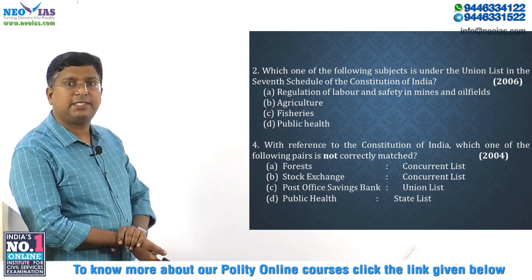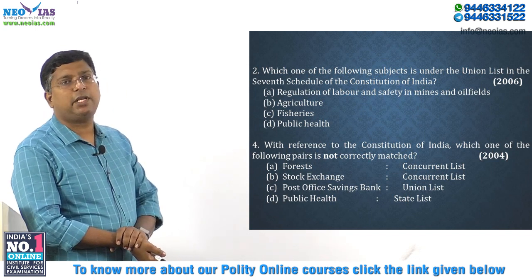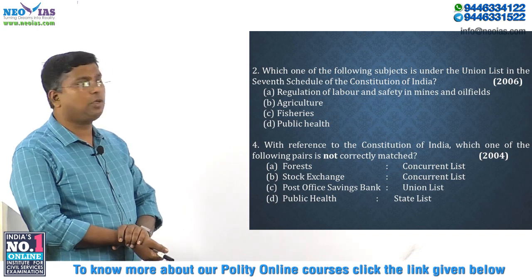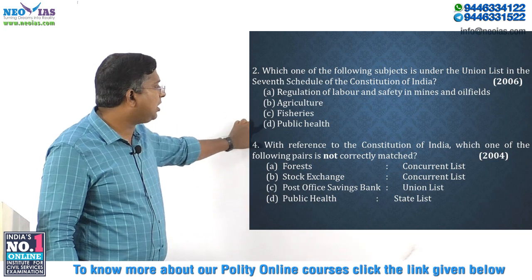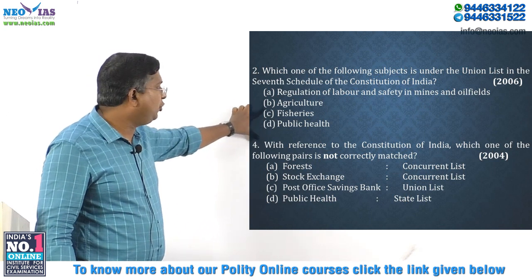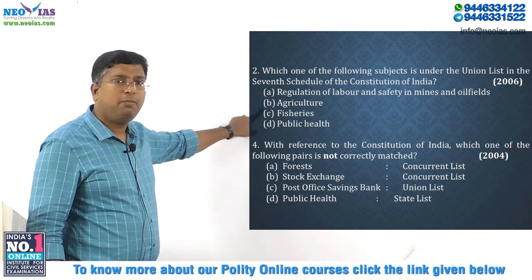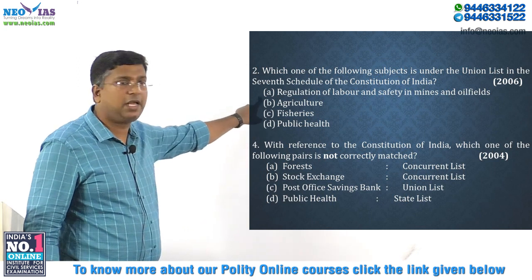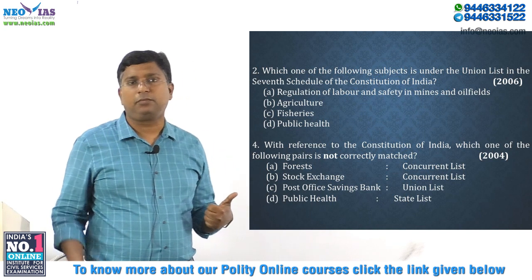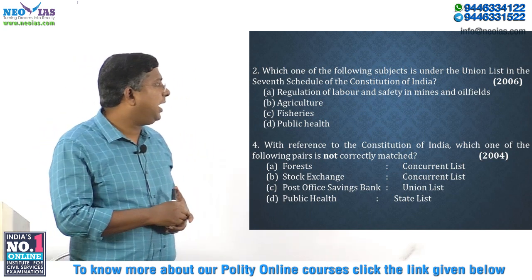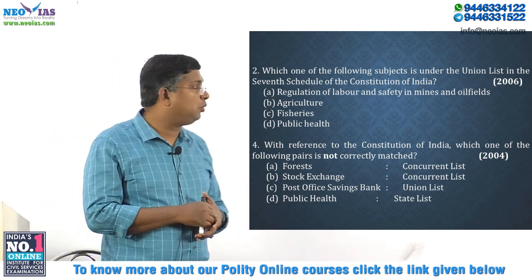Agriculture, we know that it is state list. Fisheries, we know that it is state list. Public health is also under the state list. So agriculture, fisheries and public health all come under the state list. So even if you have doubt in A, by knowing these three are in the state list, you will get your answer. A is the answer. Regulation of labor and safety in mines and oil fields comes under the union list.